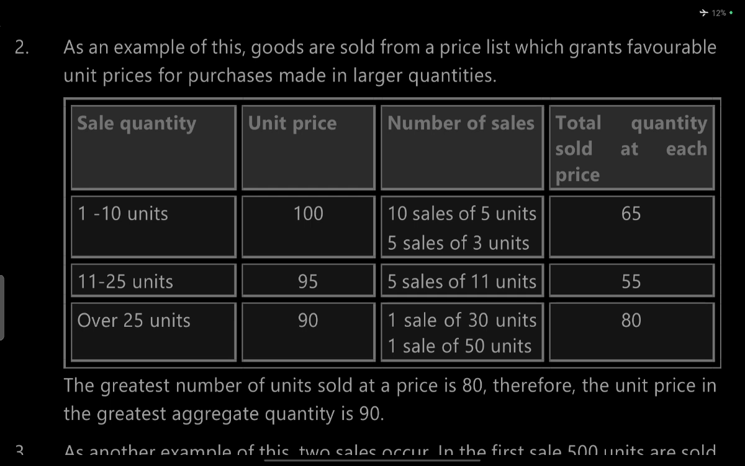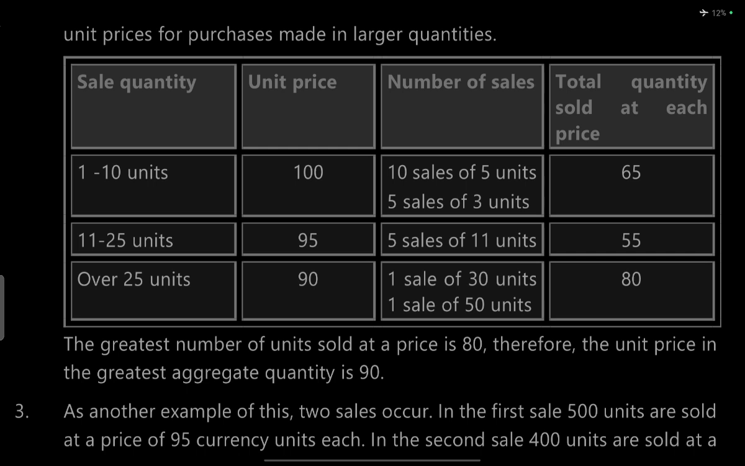1 to 10 units, unit price 100: 10 sales of 10 units, 5 sales of 5 units, and 5 sales of 3 units. Total quantity sold at each price: 65. 11 to 25 units, unit price 95: 5 sales of 11 units, total quantity 55. Over 25 units, unit price 90: 1 sale of 30 units and 1 sale of 50 units. The unit price with the greatest aggregate quantity is 90.